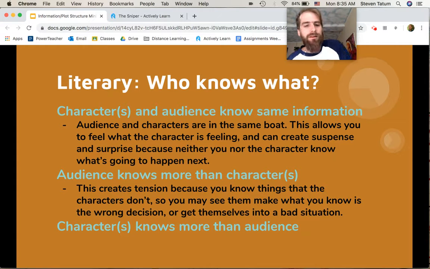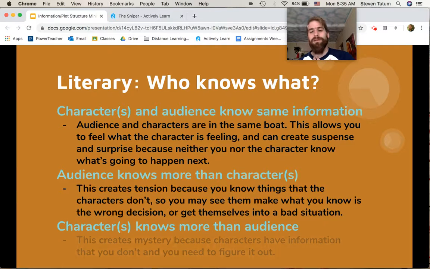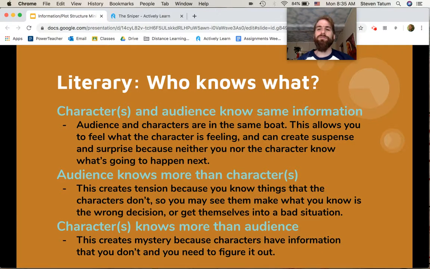Finally, there could be cases where the character or characters know more than the audience does. An example of this would be, sometimes this happens in mystery stories a lot, where one character knows what really happened, and someone is lying, and the whole truth isn't coming out, but someone knows what happened. And as an audience, we don't know what happened. And so this often creates a sense of mystery, because someone knows something and we don't have that information yet.